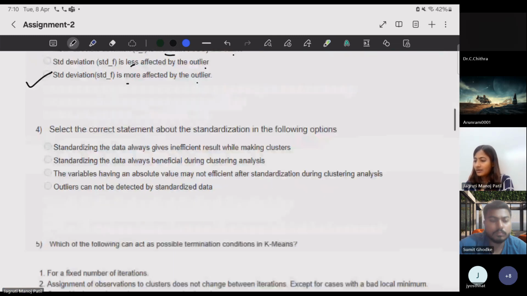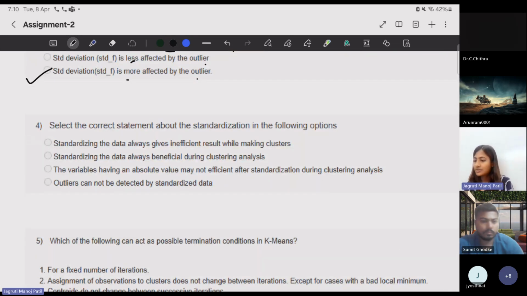Okay. Then the question about standardization in the following options. Standardization will always give you inefficient results while making clusters, or it will always be beneficial during clustering analysis, or the variables which have an absolute value may not be efficient after standardization during clustering analysis, or outliers cannot be detected by standardized data. Which one? Is the fourth option true? You can just say yes or no, because the fourth option directly says outliers won't be detected by standardized data. We can detect them, right? Or not? Third one, ma'am. Third one, yeah, exactly. So variables which have an absolute value.